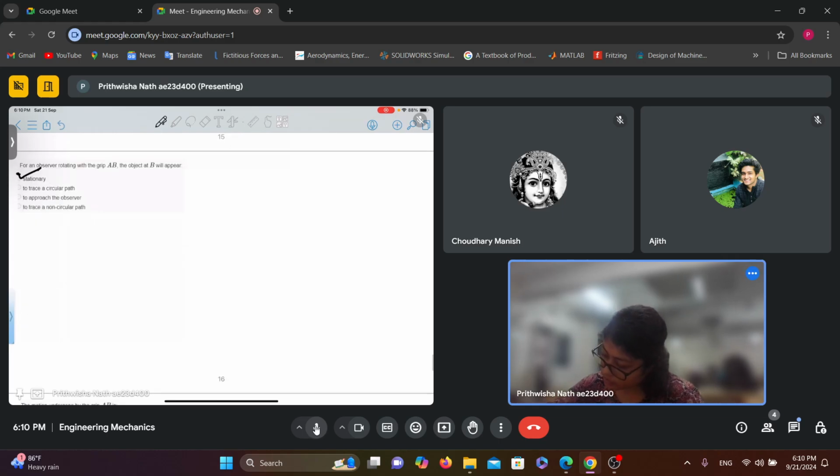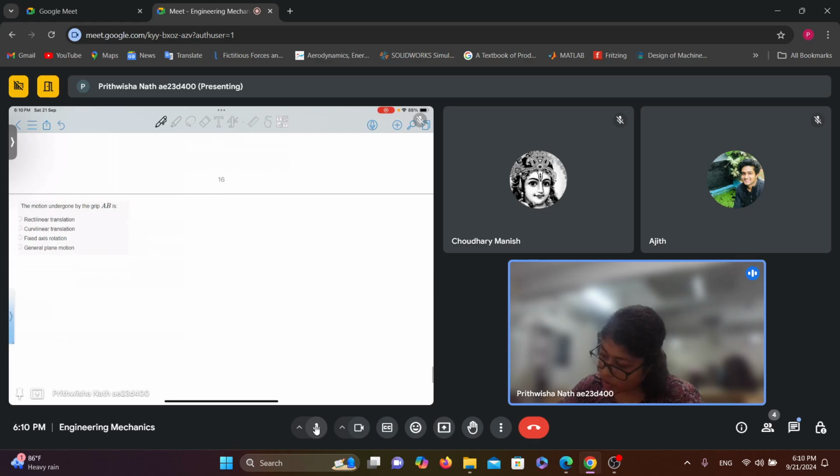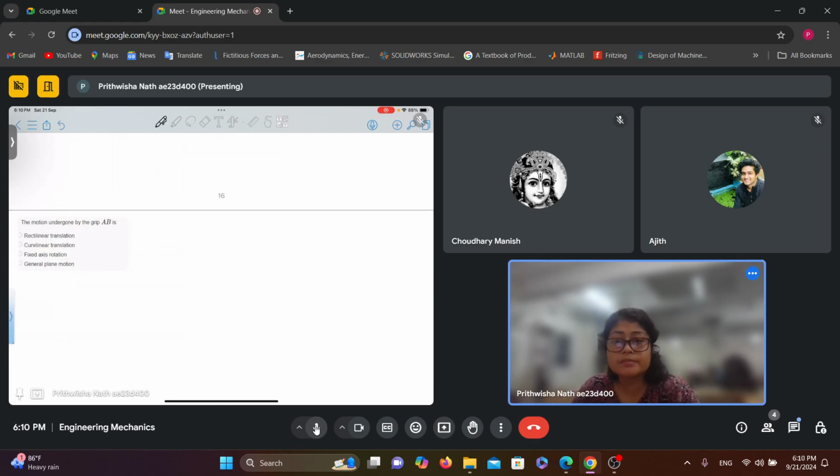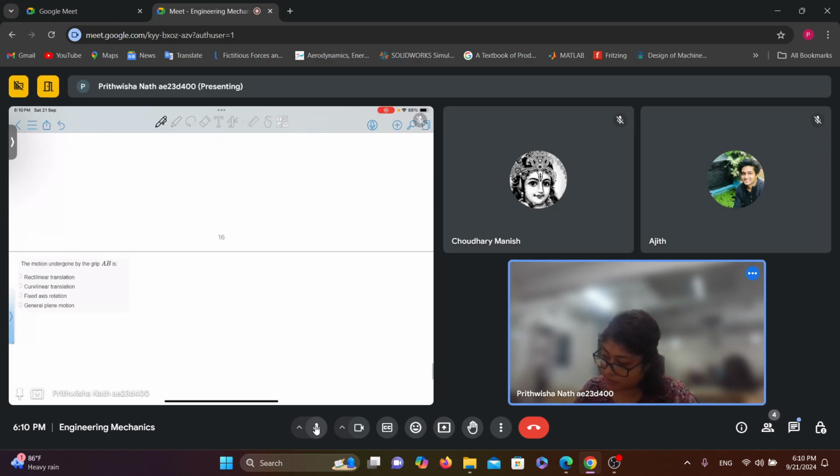Next part, the motion undergone by the grip AB is, no, it is a general plane motion. If you observe the grip AB, it will undergo general plane motion.